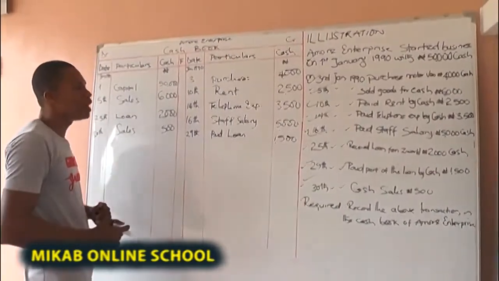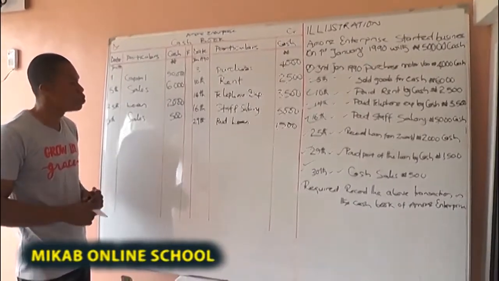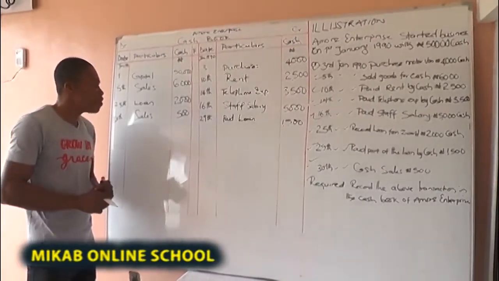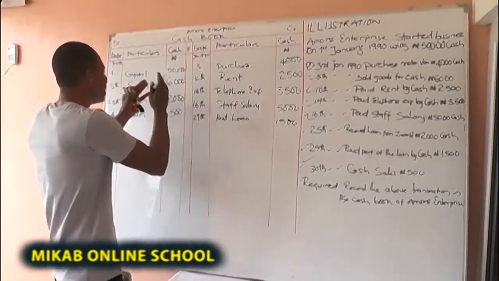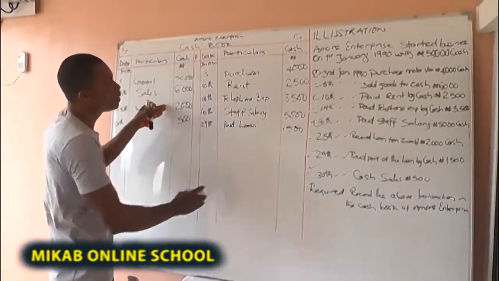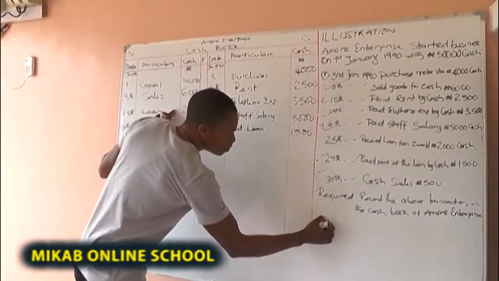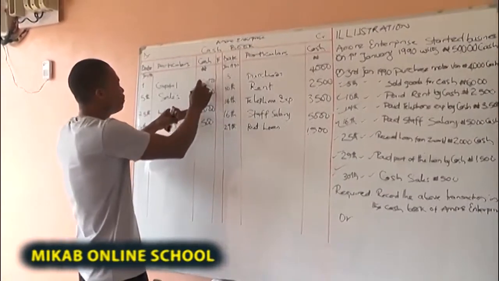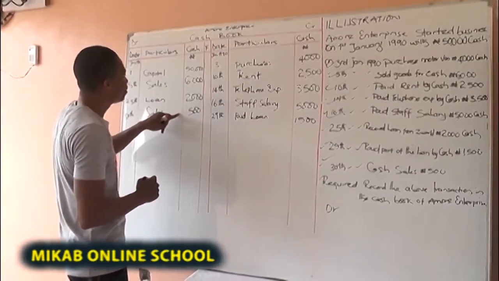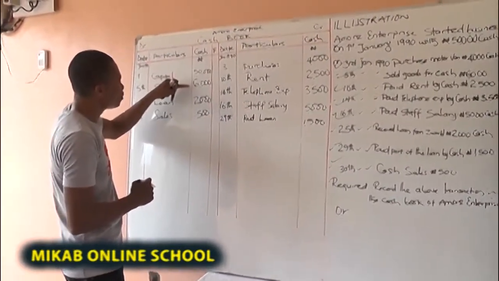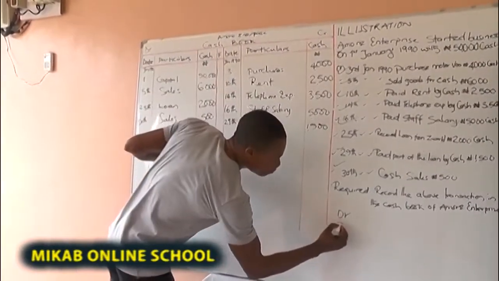The next thing is for us to balance the account. My dear students, this is the area where some of you will find it difficult. The first thing to do when balancing this kind of question is to total the values in the debit side and the credit side separately. The debit side: 50,000 plus 6,000 plus 2,000 plus 500 gives 58,500 naira.